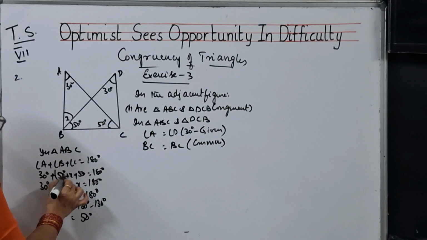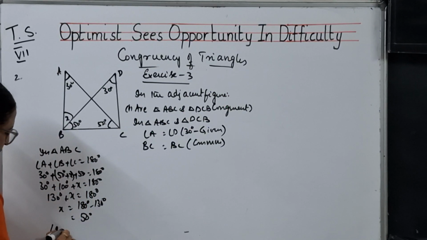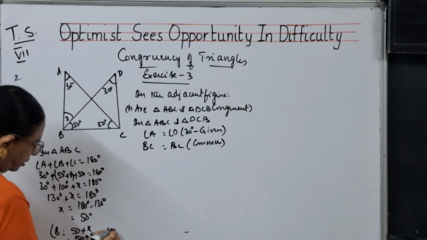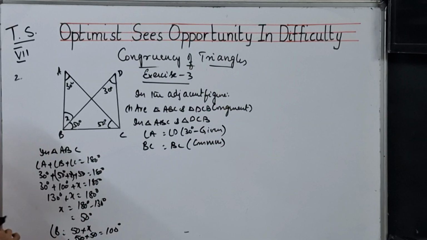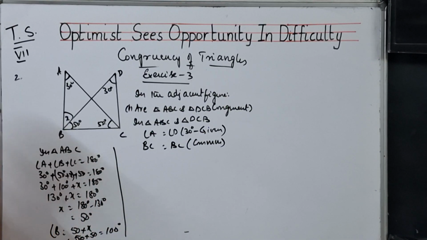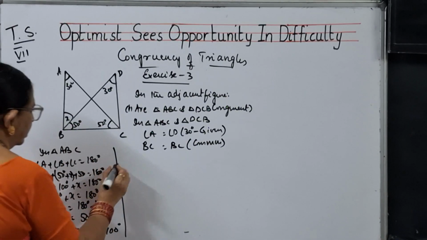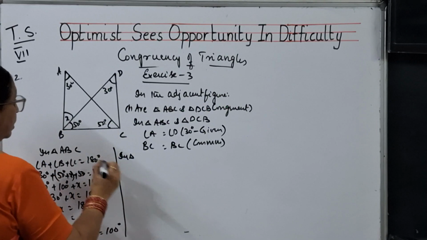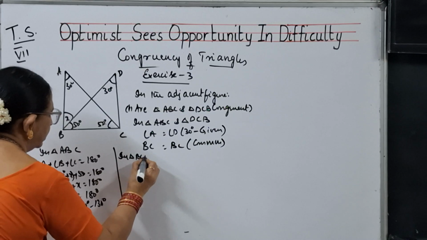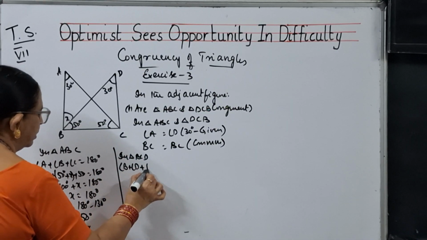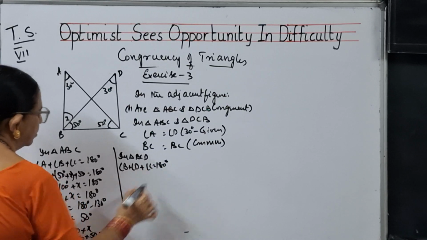So x is 50 degrees. So what is this? It is actually angle B. So what is angle B? We have got children, 50 plus x, that is 50 plus 50, that is 100 degrees. Angle B is 100 degrees according to this problem. Now let us calculate the same angle B in this triangle. In triangle BCD, angle B plus angle D plus angle C is 180 degrees.